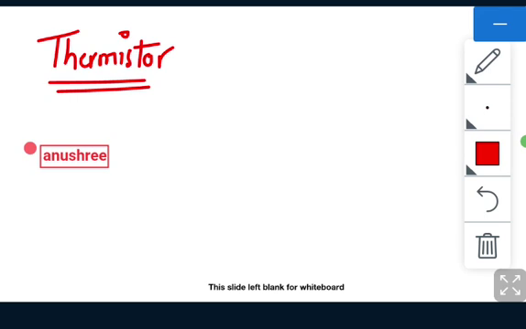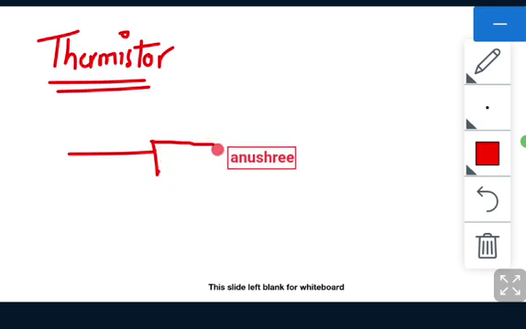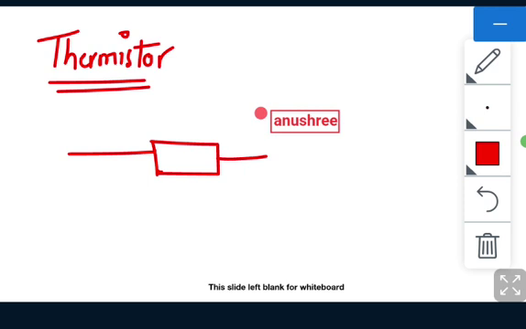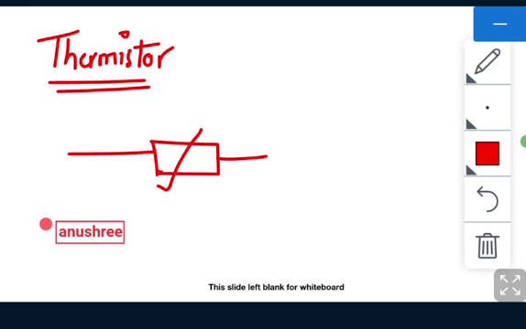So you write that thermistors are used as temperature sensors, for example, in fire alarms. Yes.